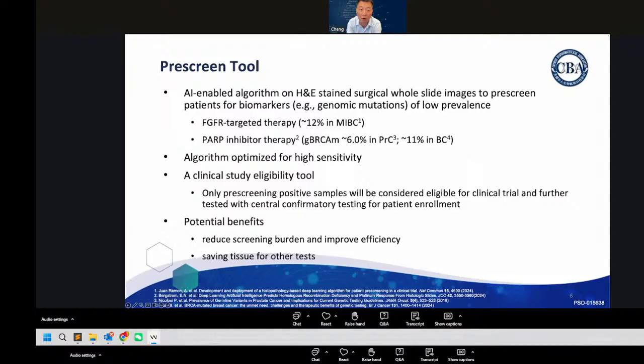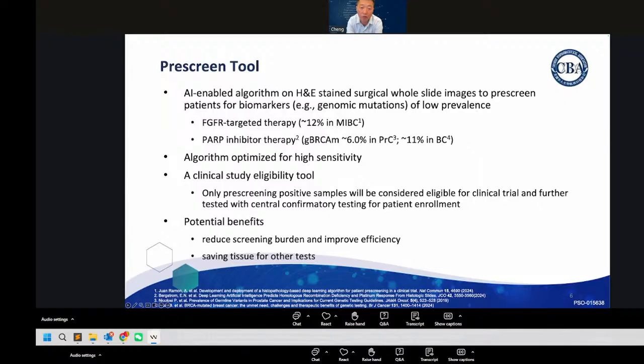For example, FGFR3 mutations or germline BRCA mutations. These mutations are rare, but they are critical for precision therapy and also clinical trial eligibility. People have trained deep learning models on thousands of H&E stained slide images and correlated them with known genomic mutation status. In this way, the algorithm can learn to predict the likelihood of a mutation directly from the slides without any additional lab work.